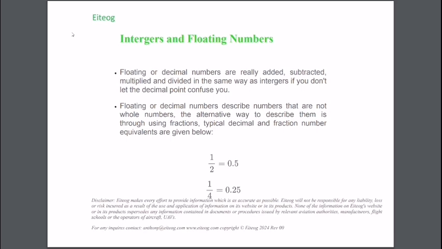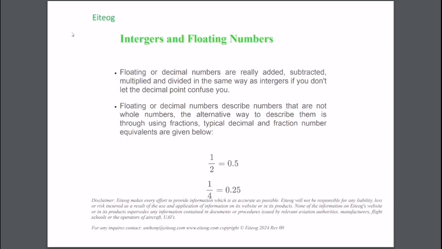Fractions are the other thing. Some people get confused with fractions and decimals, so this gives you an example. A half is 0.5 and a quarter is 0.25. A half is just 1 divided by 2, and a quarter, 0.25, is just 1 divided by 4.